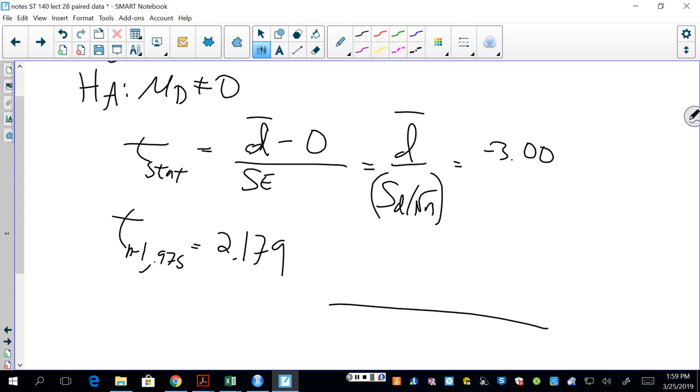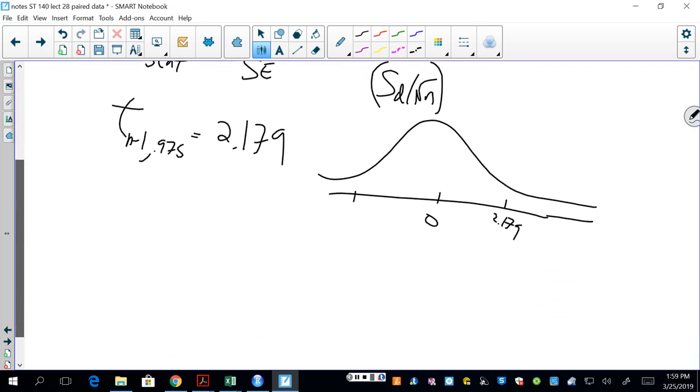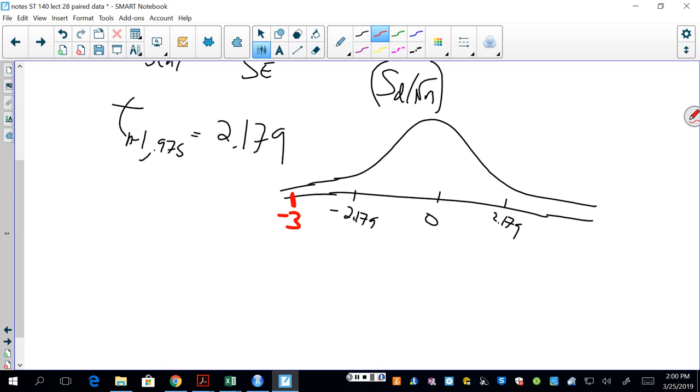And so a picture of a t distribution. Here's 0. Right, here's 2.179. And here's negative 2.179. And our value is out here. So it's unusual. It's far out in the tail. It's not something you would expect every day.